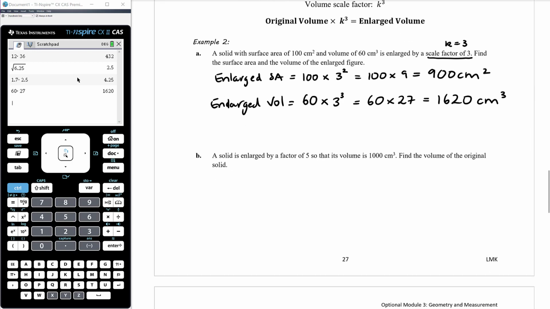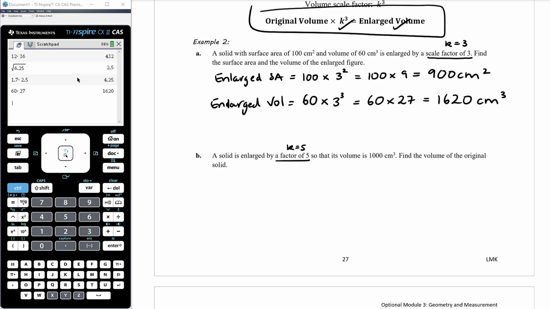A solid is enlarged by a factor of 5, so that's the linear scale factor, k is 5, so that its volume is 1,000 centimetres cubed. So that's the enlarged volume. Find the volume of the original. Okay, so we've got this relationship between original volume and enlarged volume and k, and in this problem we know the enlarged volume, we know k, and it's the original that we're trying to find.